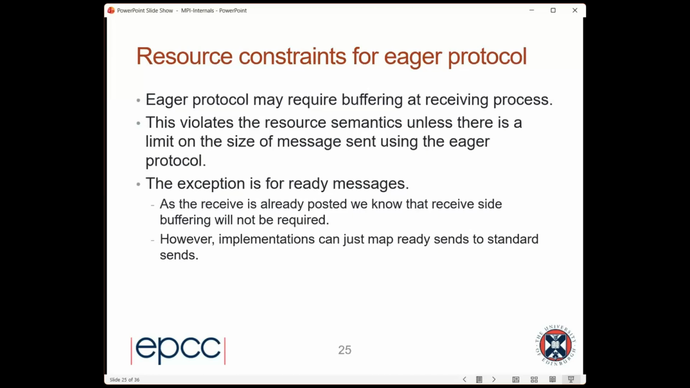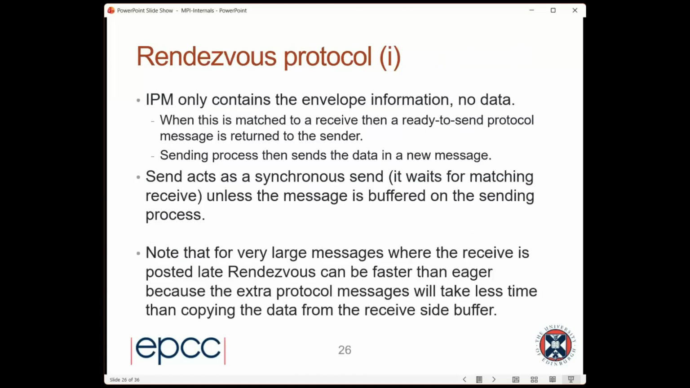So for small messages, we try and use the eager protocol. What do we do for large messages? Well, in the rendezvous protocol, the initial protocol message just contains the envelope information. It just says Dave is trying to send you a message. However, when this is matched, the receiver gets back to the sender and says, I'm now ready to receive the data. And then the data is sent. It's called a rendezvous because there's a there and back, and we'll see that in the diagram in the next slide.